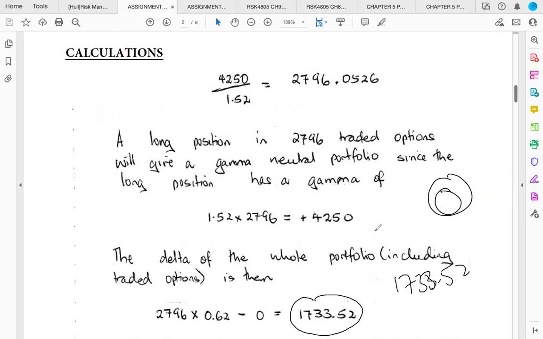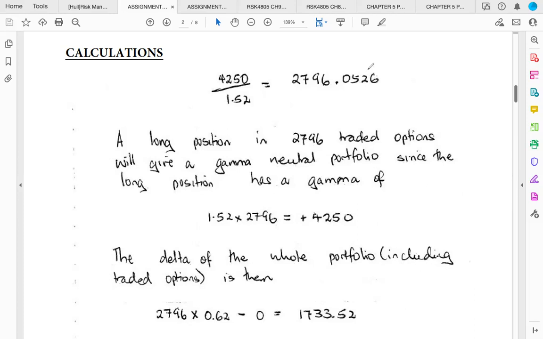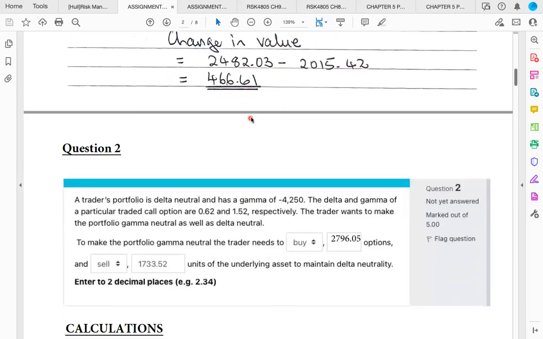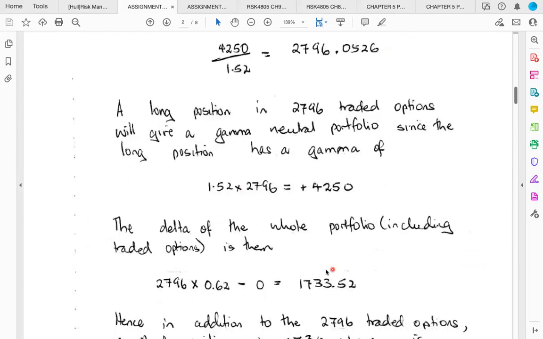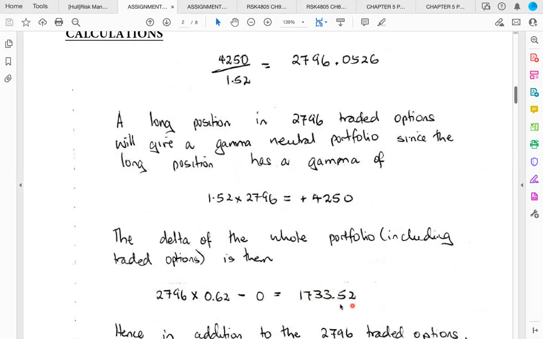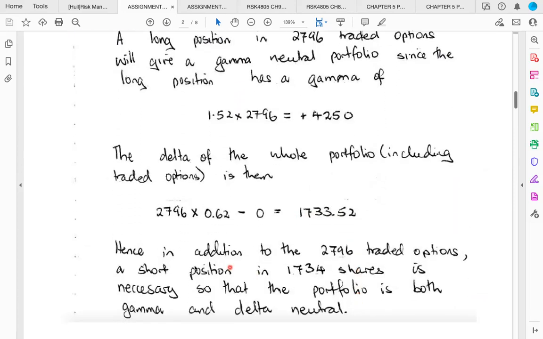Then we added some options to try to make the portfolio gamma neutral. So our portfolio is now gamma neutral. But by adding those options, we've now increased the delta to 1,733.52. So remember, we want our portfolio to be both gamma neutral as well as delta neutral, right? So we have to do something about this change in delta to maintain the delta neutrality of our portfolio. So when it comes to the delta, to make our portfolio delta neutral, remember, this is the new delta of our portfolio. The delta of our portfolio is now positive.